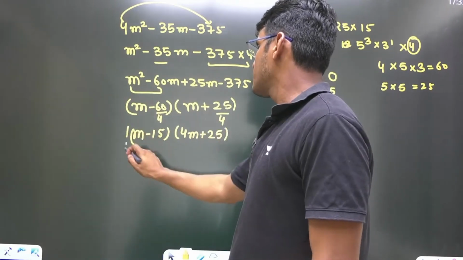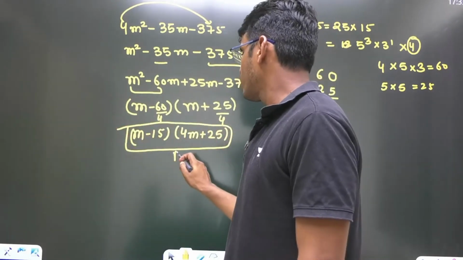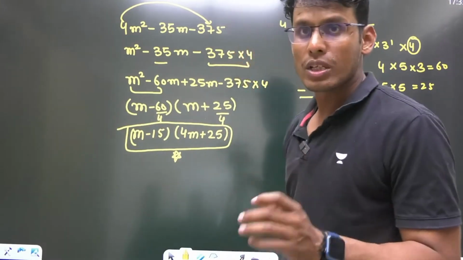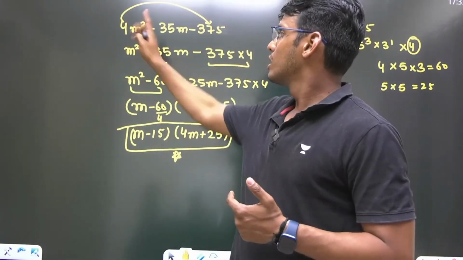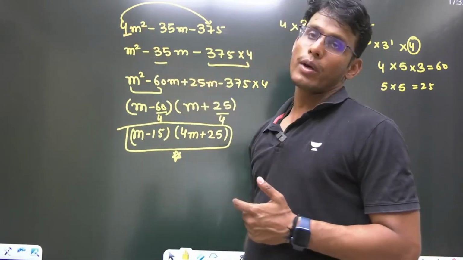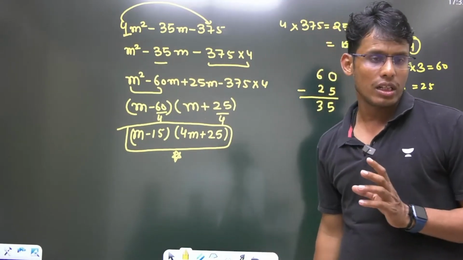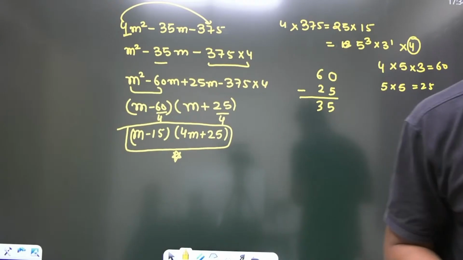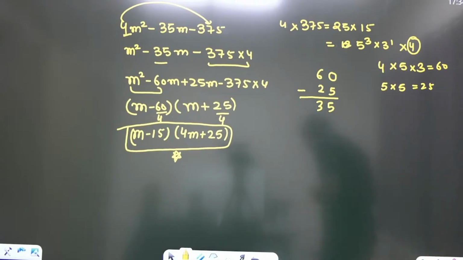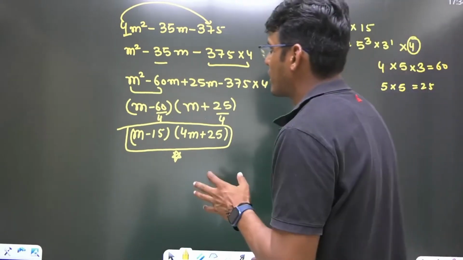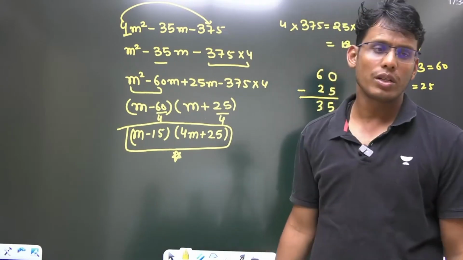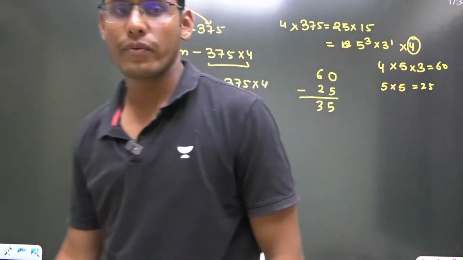This is a factorization technique. This is one of the factorization techniques which we use when we have some coefficient of m square. Okay? Am I making sense? Yes. So it was blurring in between, but I think you have adjusted to it.